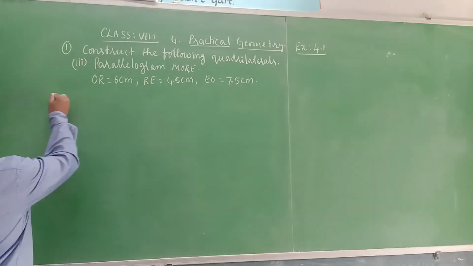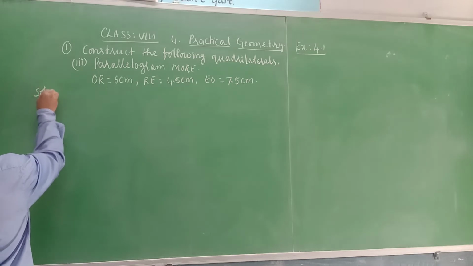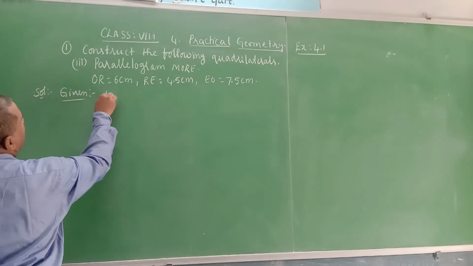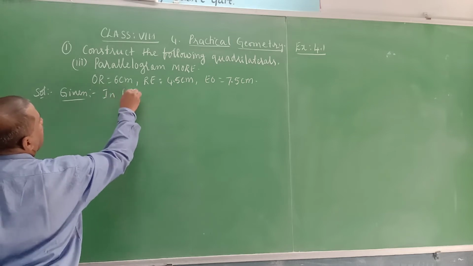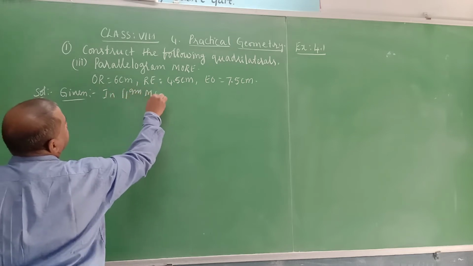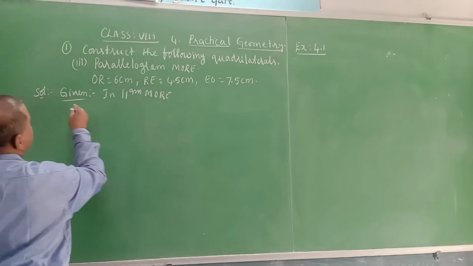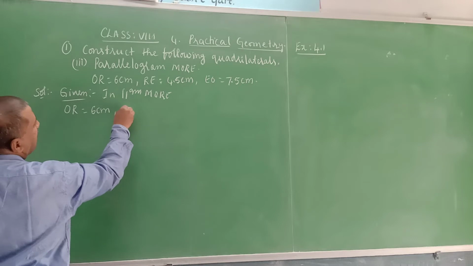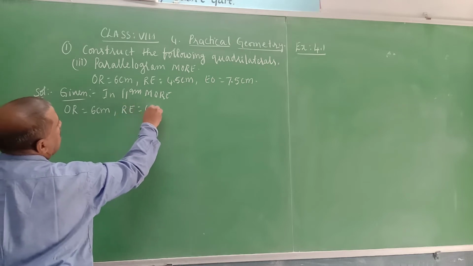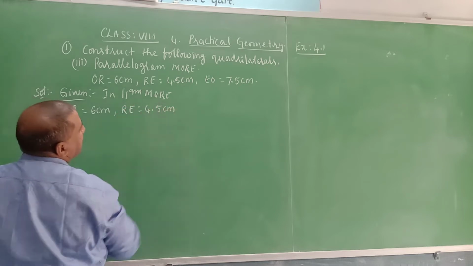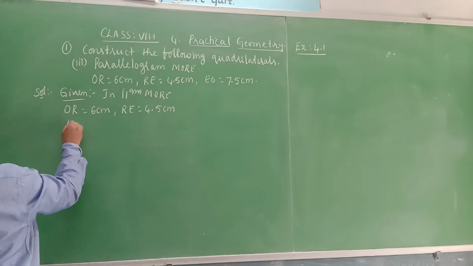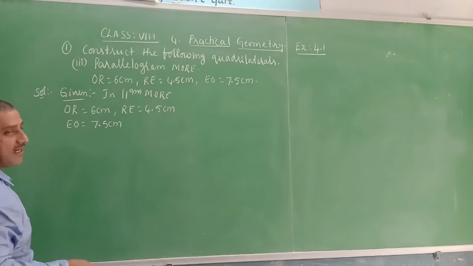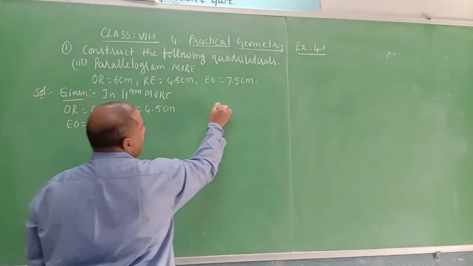Now write the given data. What is the given data for this question? In parallelogram MORE, the sides are OR equal to 6 centimeters and RE equal to 4.5 centimeters, and EO, that is the diagonal, is 7.5 centimeters.